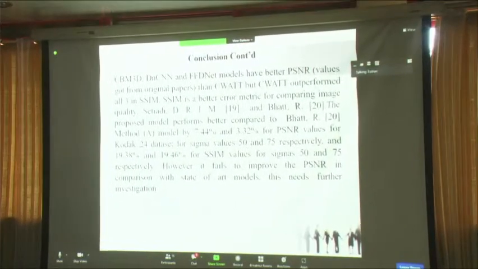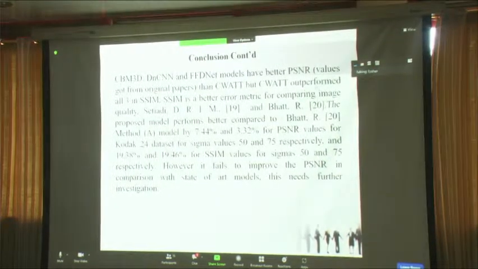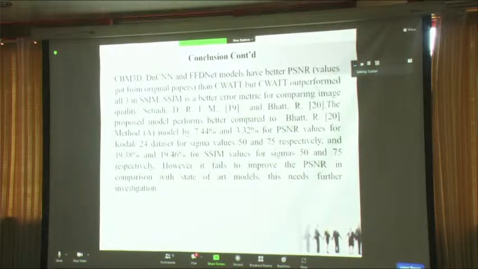So as I come to a conclusion, the two CNN models were trained from scratch, and the one that has attention was able to perform better than the one that does not have attention. And this was proof enough that bringing in the attention before concatenating the features now improves the model. So we were able to get the results as the performance, the 7.44% and 3.32% for peak signal to noise ratio for Kodak24 datasets, and the 19.38% and 19.46% for SSIM values.